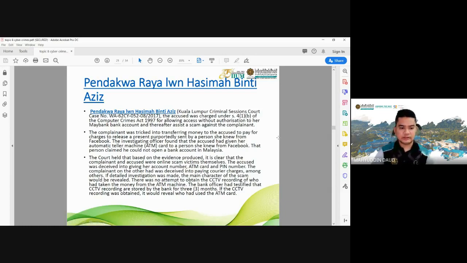So in this case, the court basically found that the accused here, as well as the complainant, were actually the victims of online scams, yeah. So she was deceived to give her account number, ATM card, PIN, everything to the friend on Facebook, and therefore she was not found guilty under this Section 4, because she herself was the victim.